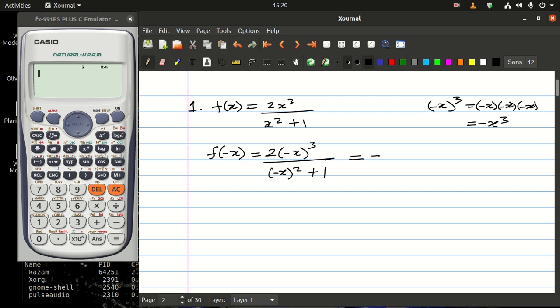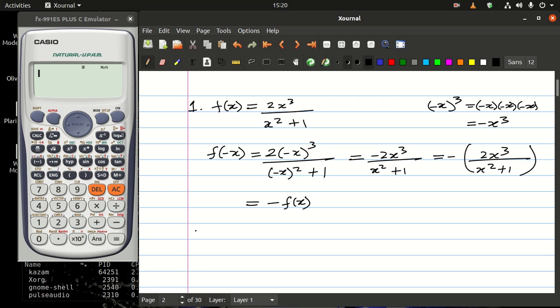So here you're going to have minus 2x cubed all over minus x squared. Anything that is negative, you square it, you're going to get a positive. So this is going to be x squared plus 1. Now if you look into this, x squared plus 1 is there, 2x cubed is still there, we only have this minus. Let's factor it out. If you factor it out, you are left with x cubed all over x squared plus 1. So this part here is the same as the original function, which is f of x.